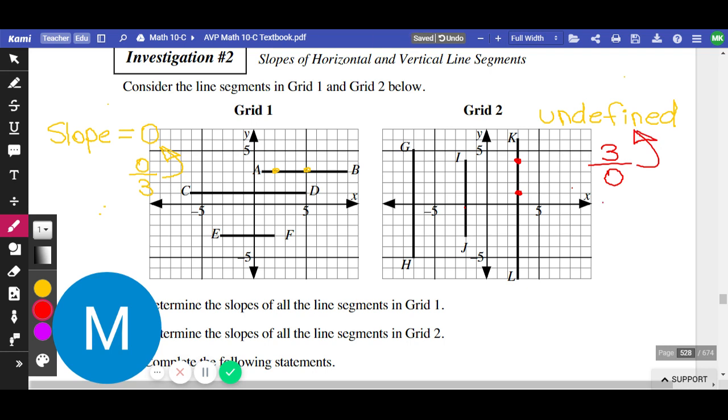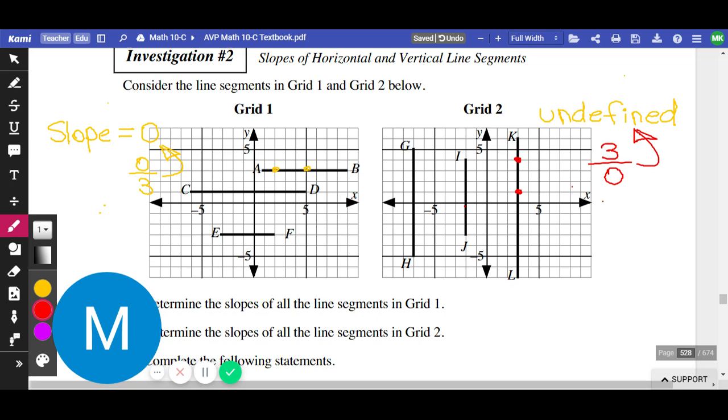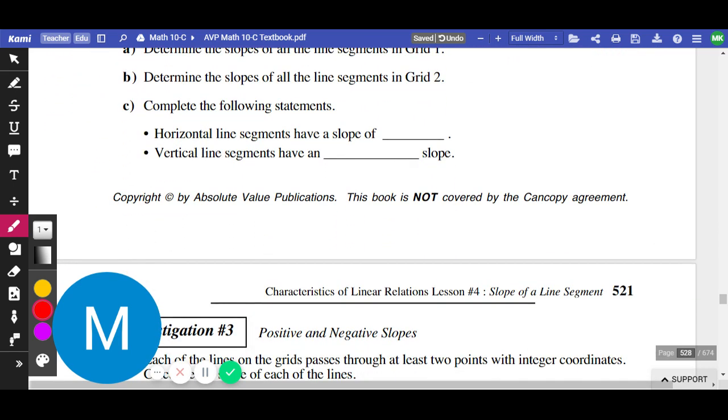You definitely will get some questions on that kind of stuff. It's kind of almost like a random fact, right? That's just something you need to remember. There's the story behind it and the logic behind it. Either one works as long as you know horizontal is 0, vertical is undefined. Awesome. You can fill out these statements if you want. Horizontal lines have a slope of 0. Vertical line segments have an undefined slope.